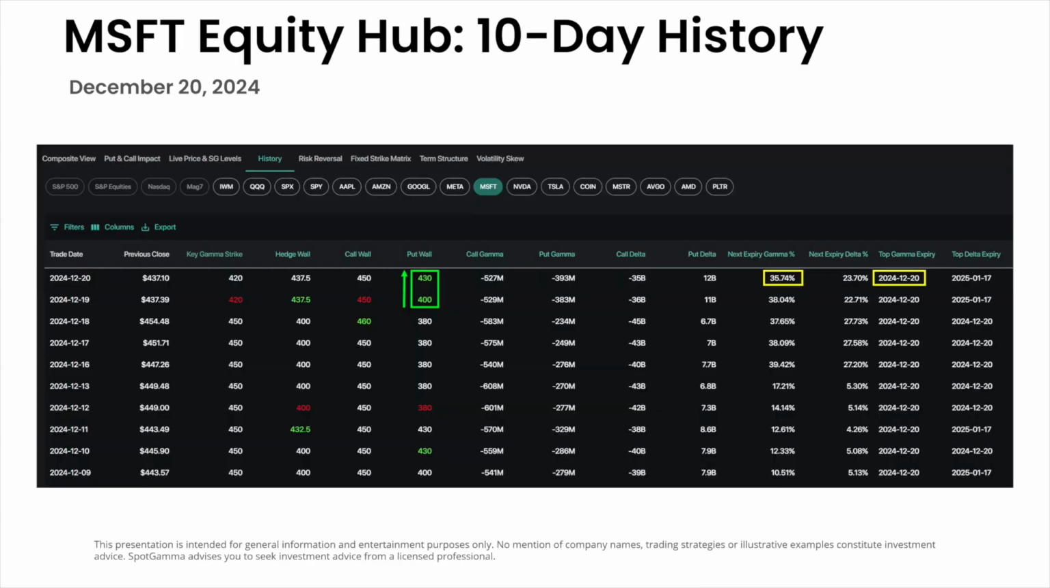The data in the tables in the previous slide comes from history on Equity Hub. History shows the changes in the key daily levels and other metrics for the last 10 days. History for Microsoft showed a move higher in the put wall on December 20th. History also showed 35.74% gamma was set to expire at the end of the day. This was the monthly options expiration for December.